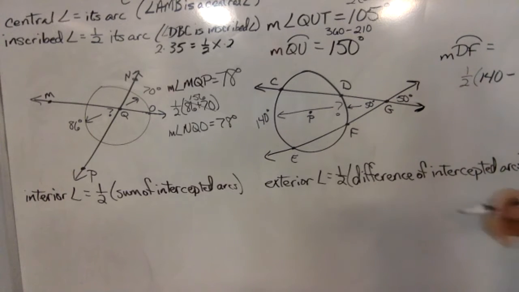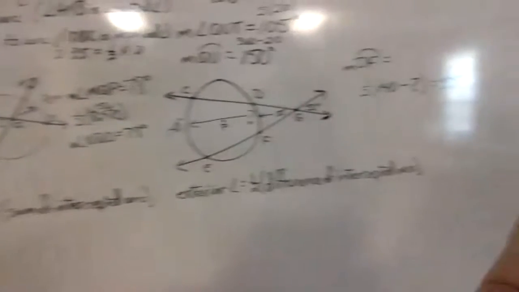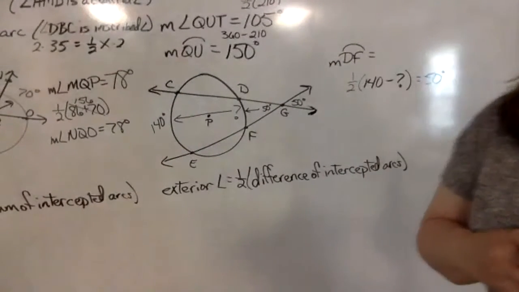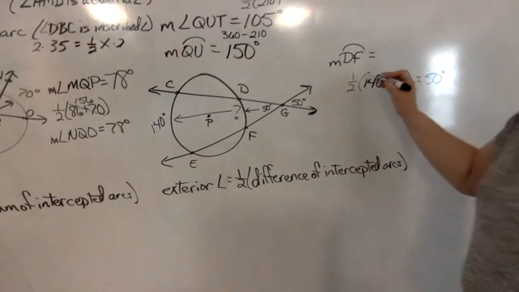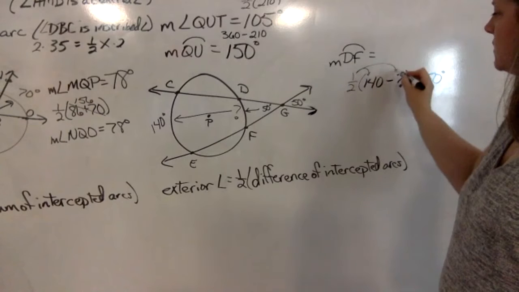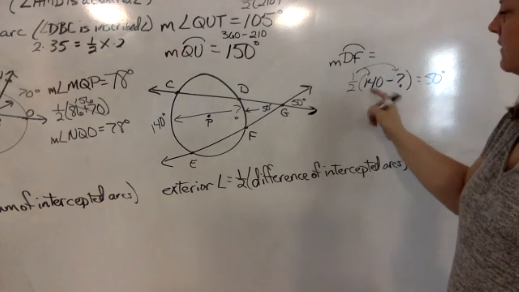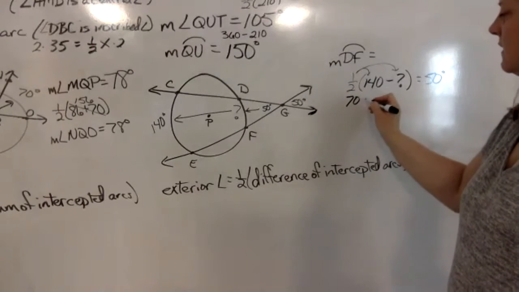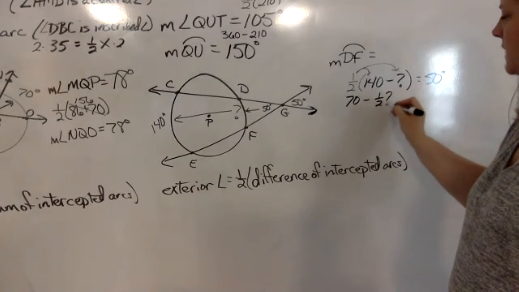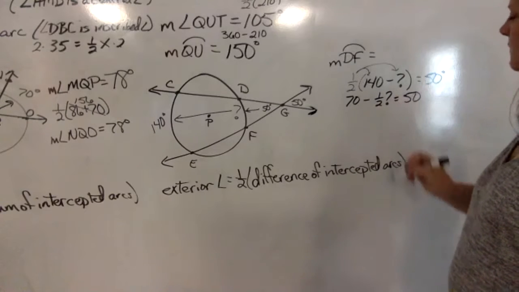50 degrees for the angle. So we have a little equation we have to solve on this one. I have to do the distributive property. So half of 140 is 70, minus half of my question mark, is equal to 50.